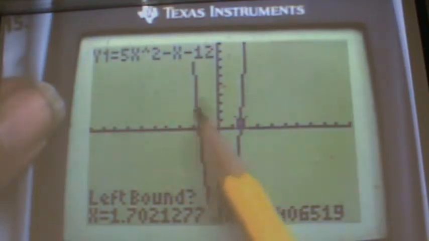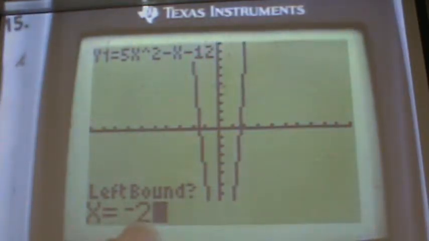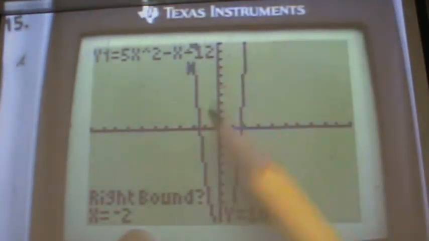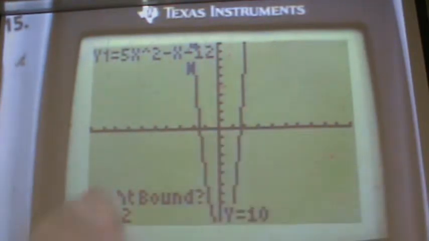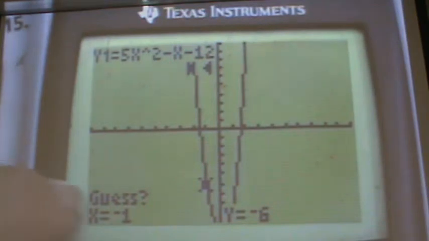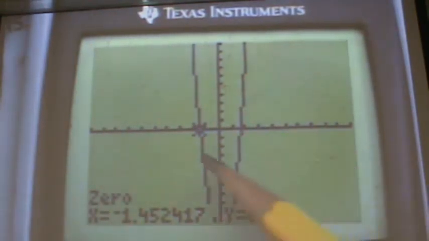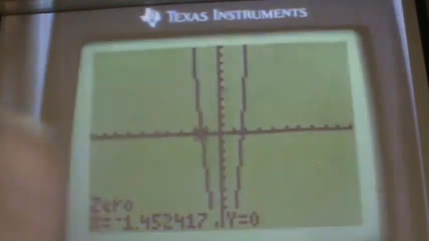So left of the 0 is the number negative 2. I'm typing it in right there, negative 2. Hit enter. To the right of that 0 is the number negative 1. I'm going to type in negative 1. Hit enter. We don't need to guess. Hit enter again, and bam, it's spot on right there. The answer, one of the answers is negative 1.45.